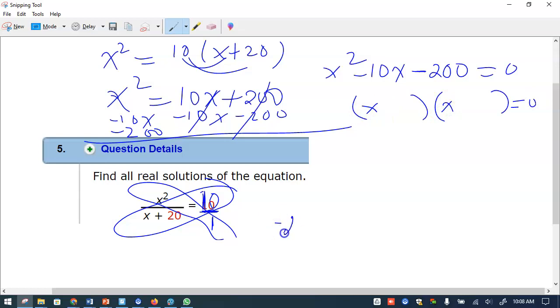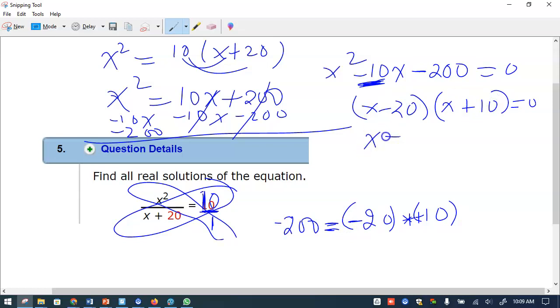And for 200, of course you can figure out every possibility, but because of the time, I'll just think that you need to get minus 10 when you add. So 20 times 10 is 200, but you need to get minus 10, so the best option is minus 20 and plus 10. This is what I'll choose. And the answers are 20, and the opposite of plus 10 will be minus 10, and you're done.